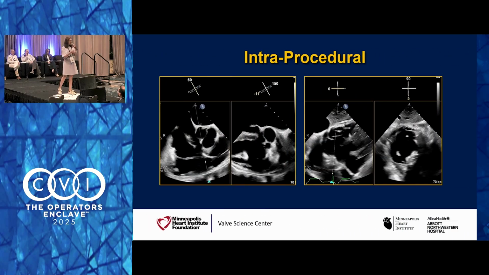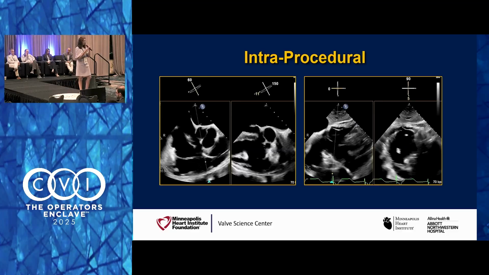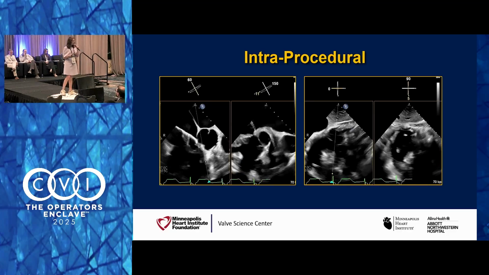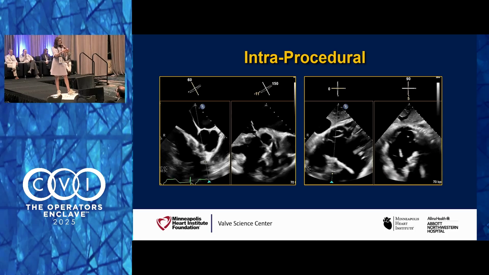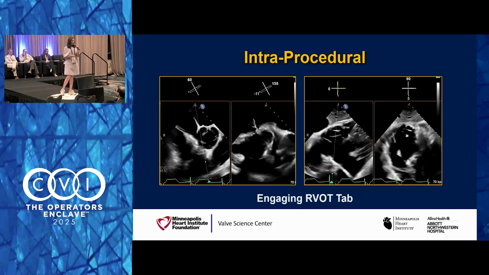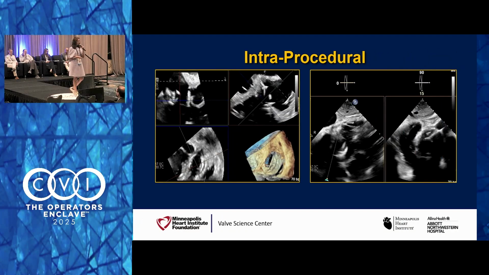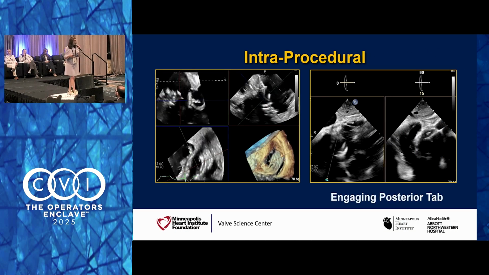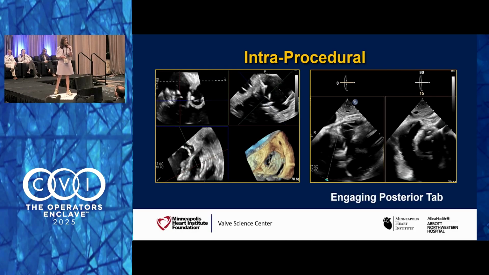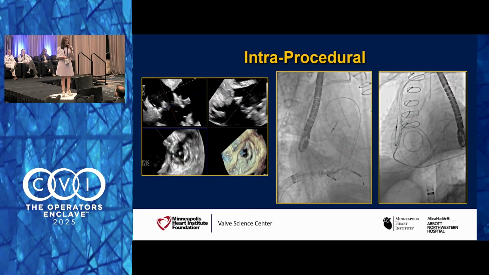And then going into your other views, transgastric, the same basic view as you know from your TEE imaging. Looking at your RVOT tab, transgastric view as well. You can see on the right-hand side, biplane imaging, confirming that it's engaged. And then moving along, as he opened up the valve, trying to sit into the tricuspid valve, we engage in the posterior tab, and once we fit it in, we confirm it on echo and fluoroscopy as well.